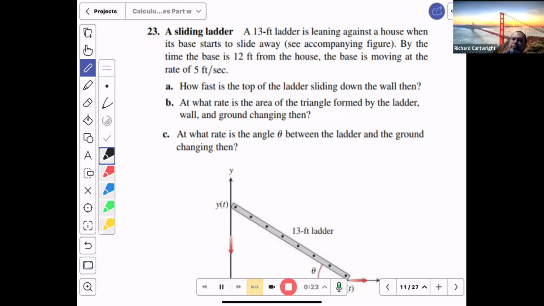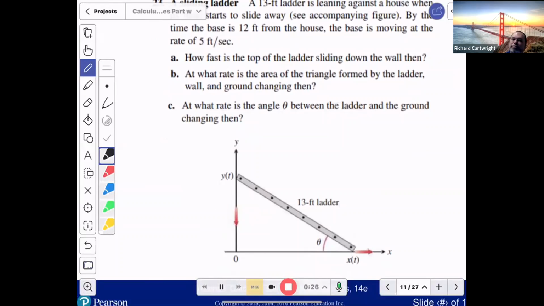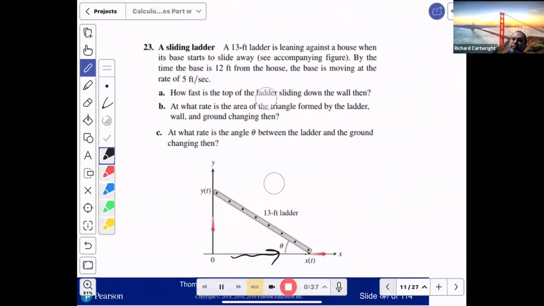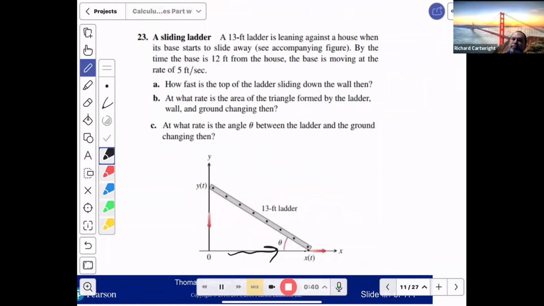A sliding ladder. Okay, this is what it's about. You put a ladder against the wall, and if you don't secure the bottom, your ladder can slide out from under you. People have hurt themselves with the ladder falling. This is a 13-foot ladder, leaning against the house, and the base starts to slide away. Now, if Mackenzie was sitting on top of this ladder, she would not be crying. She would say, yay, it's fun, because it's just falling down. Hopefully she can pick up her legs and it doesn't hurt her. And it's sliding away, by the time the base is 13 feet from the house.